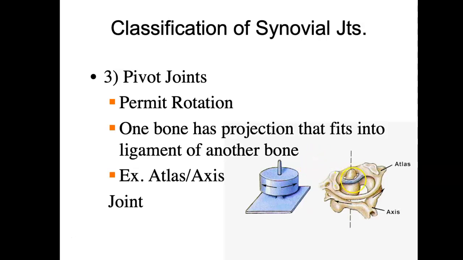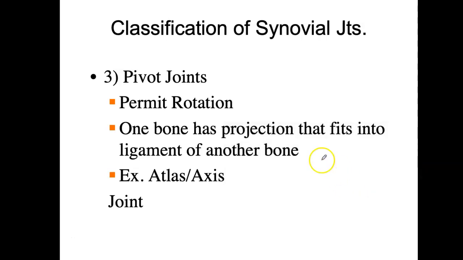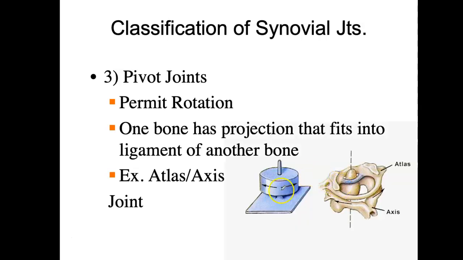So remember the dens or the odontoid process? And the atlas is going to then rotate. So it's this rotational movement that is so great that allows you to say no between C1 and C2. It's a pivot joint, difficult joint.